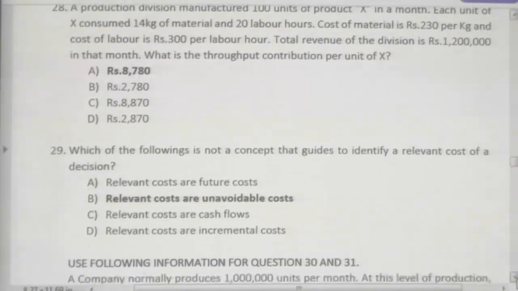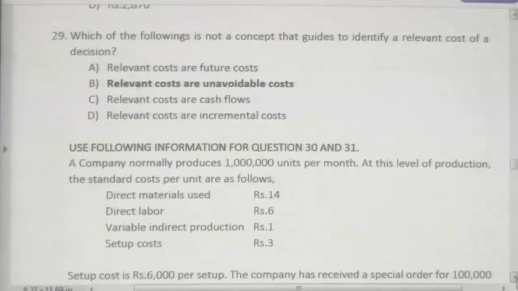Let's move into question number 29. Which of the following is not a concept that guides to identify a relevant cost of a decision? To identify a relevant cost of a decision, you need to know the characteristics of relevant cost. Relevant cost is always a future cost, because you never consider past cost. Past cost already incurred is named sunk cost. Sunk cost is not a relevant cost. Therefore, relevant cost always considers the future cost.